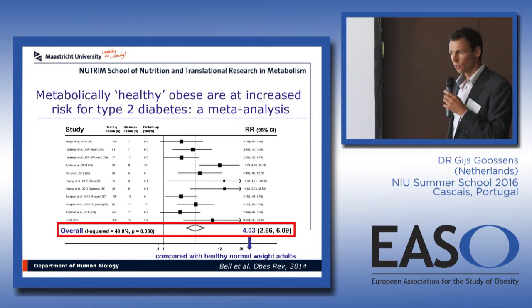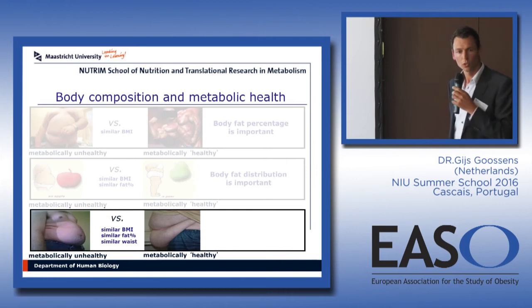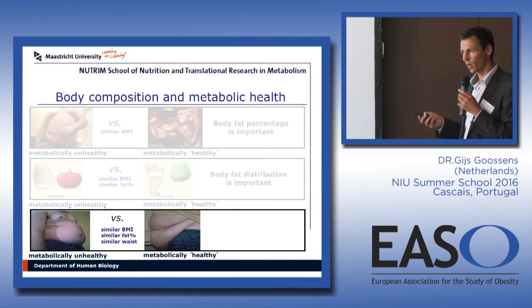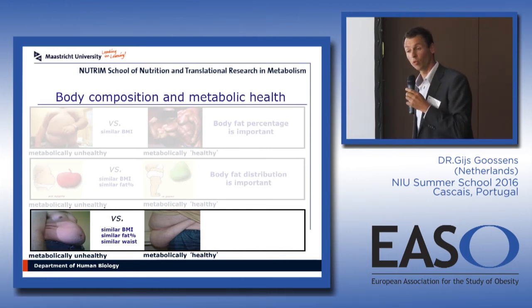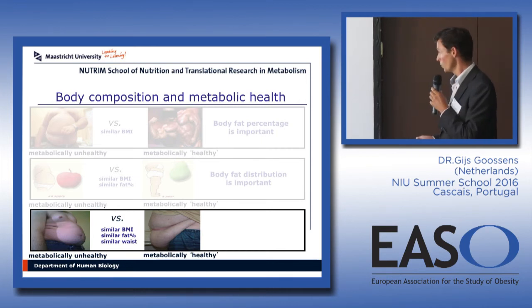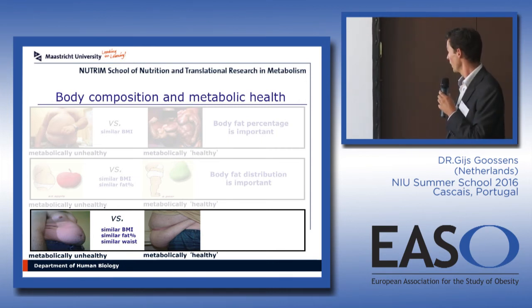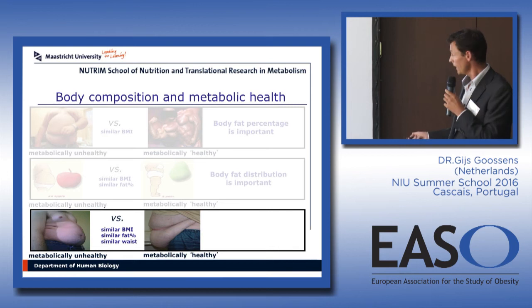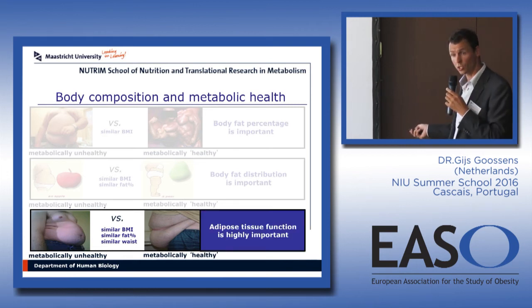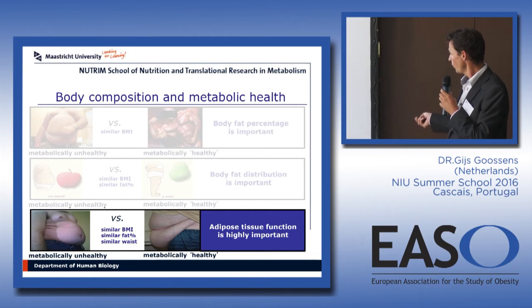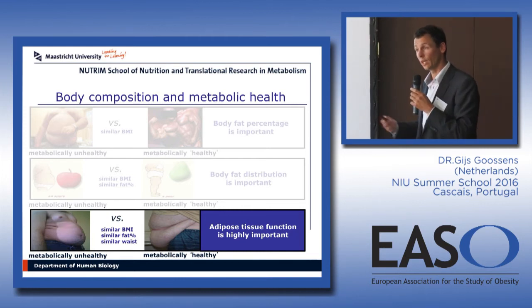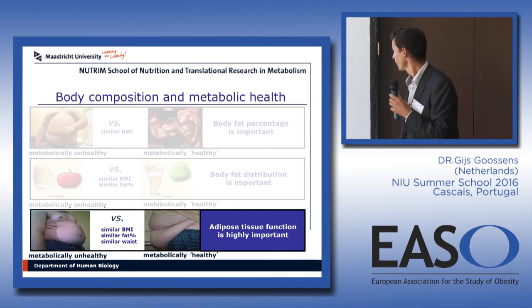So let's come back to the comparison I made. 2 individuals, similar BMI, similar total amount of body fat, and also similar body fat distribution, but differences in metabolic health. I think that clearly indicates that it's not only the mass, and it's not only the distribution, it's also really the adipose tissue function that is very important in determining metabolic health.